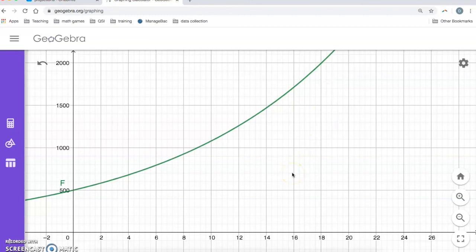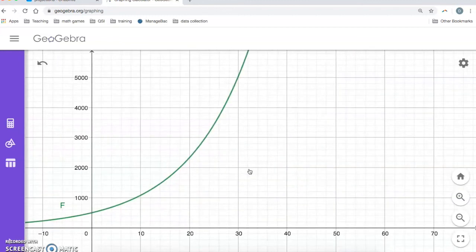Let's zoom out a little bit further. Now this is where things are getting really exciting. You can see that if you have the patience to wait 30 years, that investment that was originally 500 euros is now all the way up here, just over 5,000 euros. So its value has increased by a factor of 10.